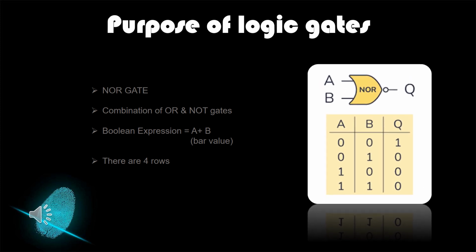The NOR gate. The NOR gate is a combination of an OR gate followed by a NOT gate. Its output is 1 only if both inputs are 0. The Boolean expression is A plus B, whole bar, meaning the inverse of A or B. This is useful when we want an output only when no input signals are active.